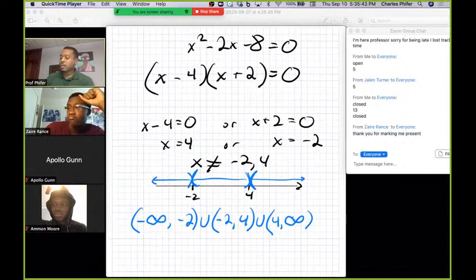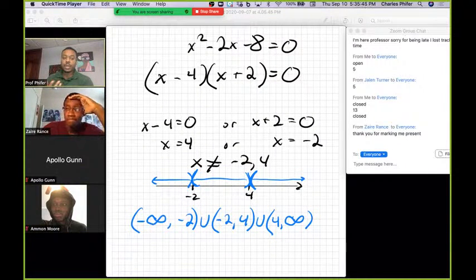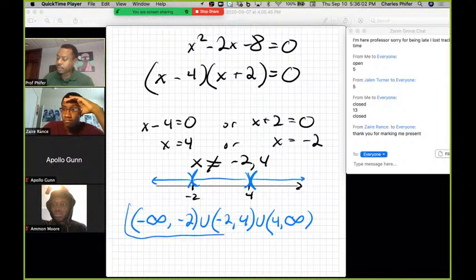Parentheses means we get really, really close to that number, but we don't include that number. Bracket means we get really, really close to that number, and we do include that number. So since we don't want to include negative 2 and 4, that's why they got parentheses here. This will be the final result.